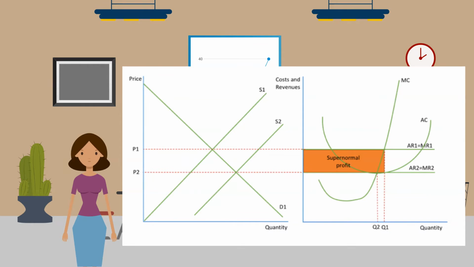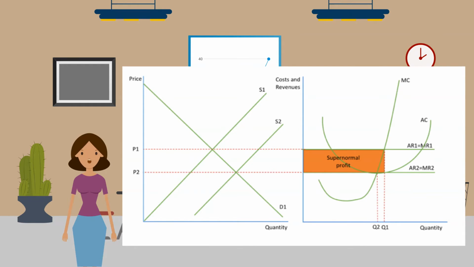In the short run, firms are making the supernormal profit of the shaded area. Prices are set by the market at P1, where S1 equals D1. As a result, the firm faces the demand curve of AR1 equals MR1 and produces where MC equals MR1 at Q1 goods. However, since there is perfect information and ease of entry, the fact they are making supernormal profits will encourage new entrants to the market.